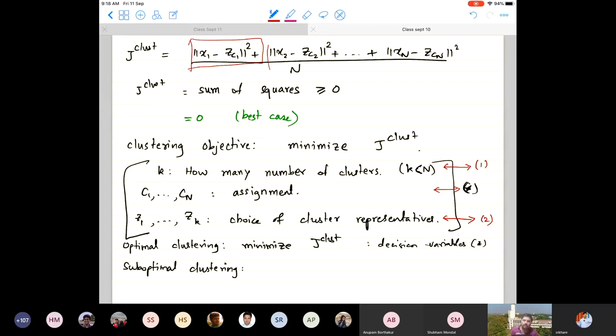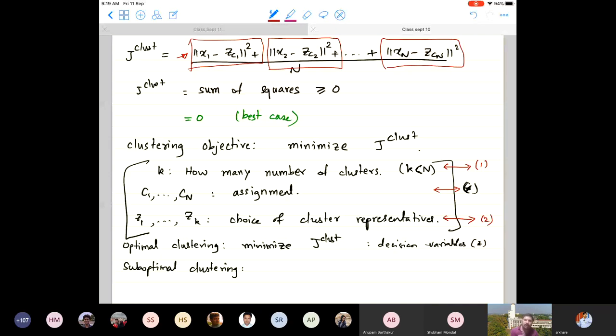So C1 plays a role in only one of these terms. Which term? The first term. If you take a value of C1, the only thing that changes in this clustering objective is the first term. No other term is changed or reflected by varying the value of C1. Why? Because the value of C1 determines the value of ZC1, and that determines the value of norm of x1 minus ZC1 squared.